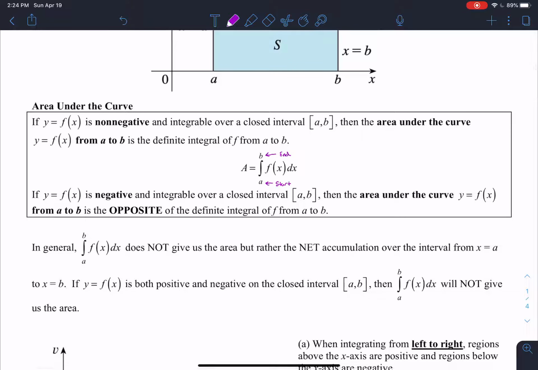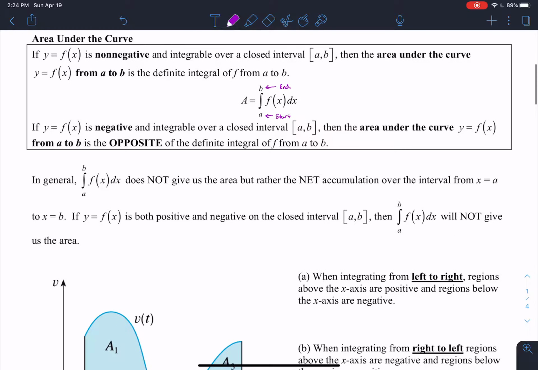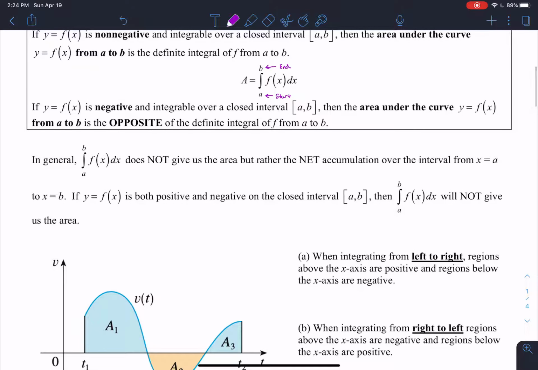Okay. So an idea that we need to get into our heads is that the definite integral of a function does not give us the area, but rather the net accumulation over that interval.